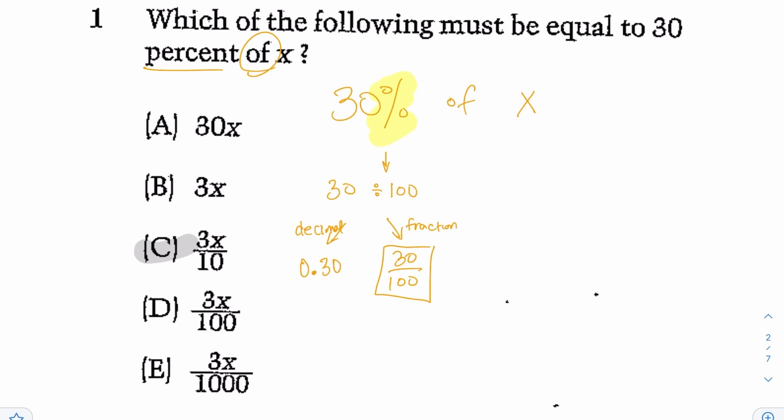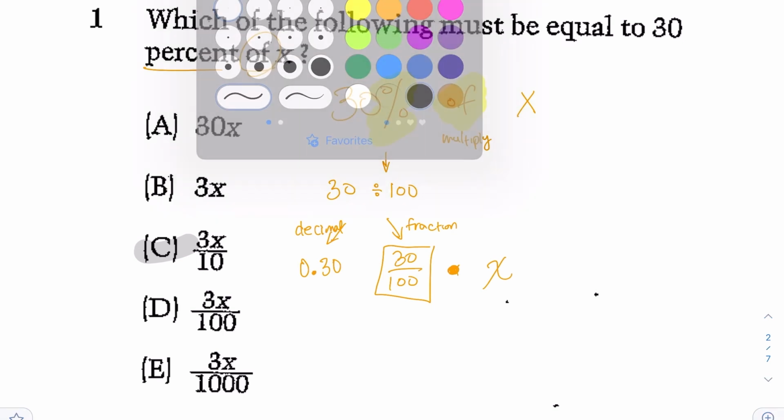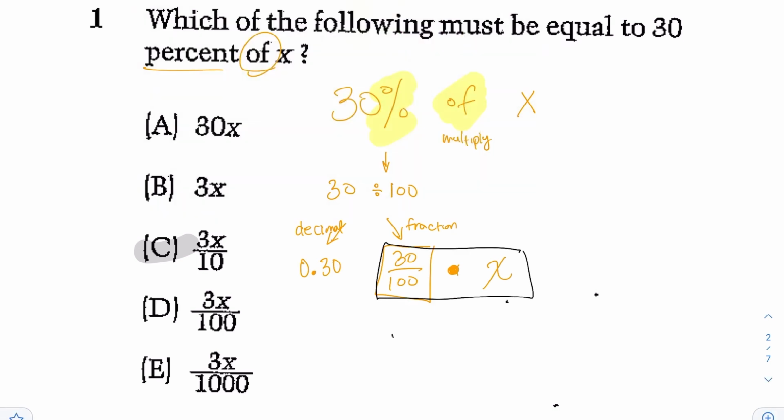And now the next part is this keyword of. Of always means multiply. So you'll have 30 over 100 multiplied by x. And since the multiply symbol looks very similar to the letter x, you can rewrite this with a little dot, which also means the same thing. So the expression turns into 30 over 100 times x.